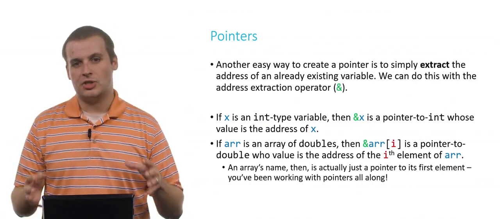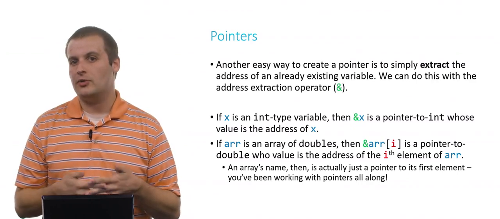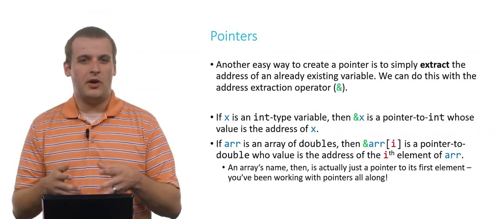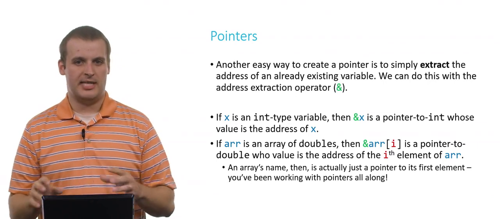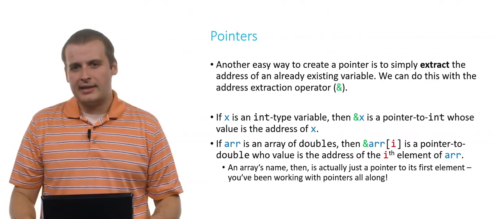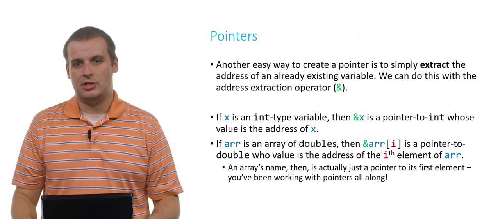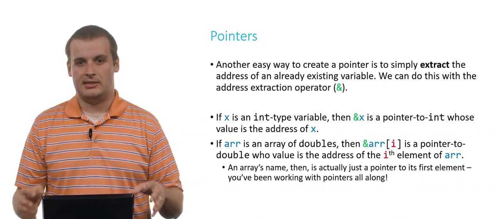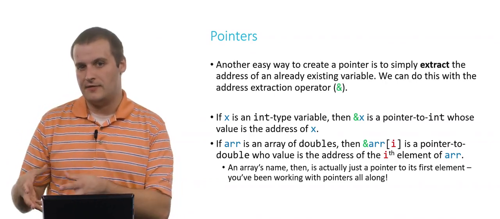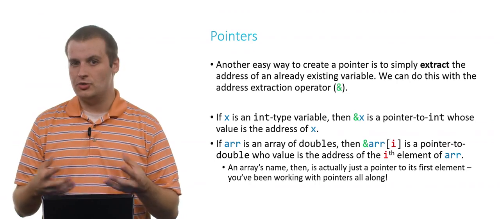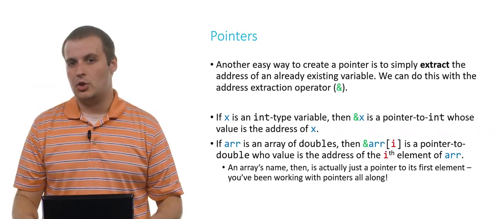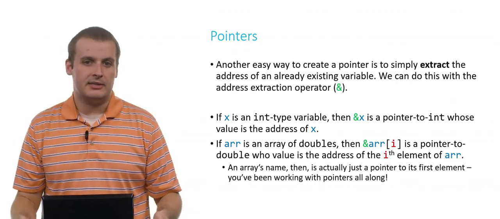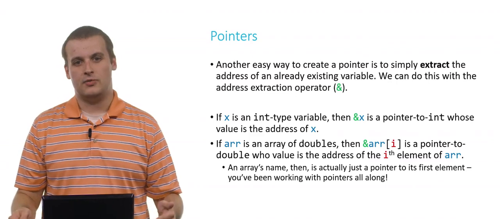Another way to create a pointer is to extract the address of a variable you've already created. You do this using the ampersand operator, address extraction, which we've already seen in the first diagram example I showed. So if x is a variable that we've already created of type integer, then &x is a pointer to an integer. Remember, ampersand extracts the address of the thing on the right. And since a pointer is just an address, &x is a pointer to an integer whose value is where in memory x lives. It's x's address. So &x is the address of x.